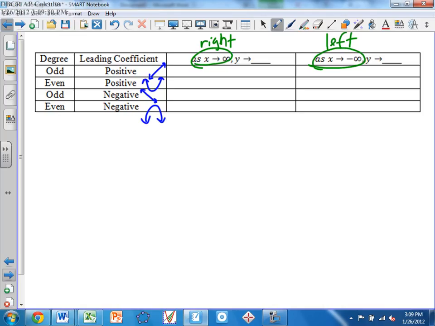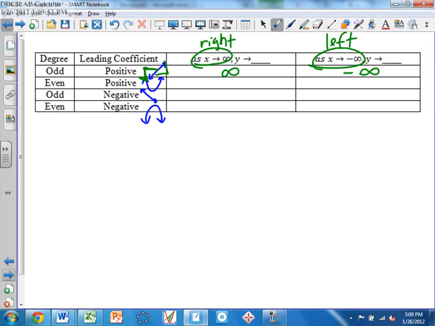So, for this problem, as we go to the right for this line right here in blue, as I go to the right, it has to go up. So this will be positive infinity. As I go to the left, it has to go down. Again, go to the left. To get back to the graph, you got to go down like that. So this one will be negative infinity.